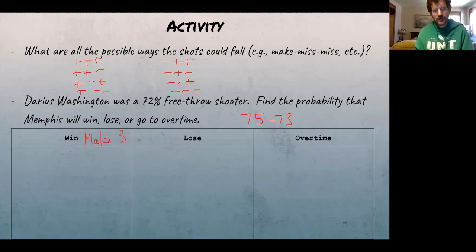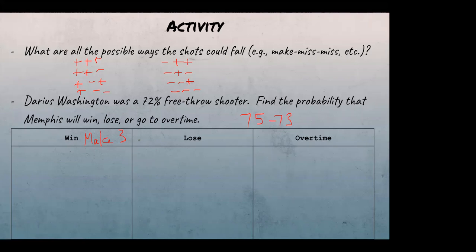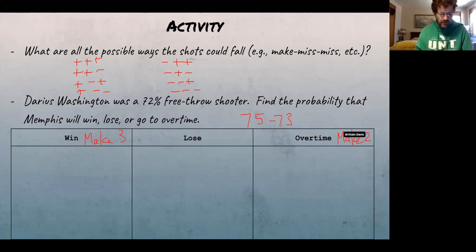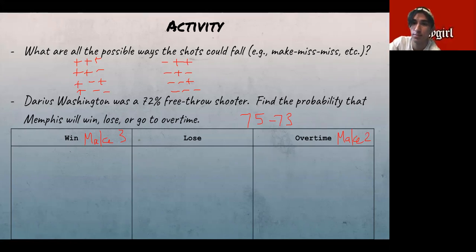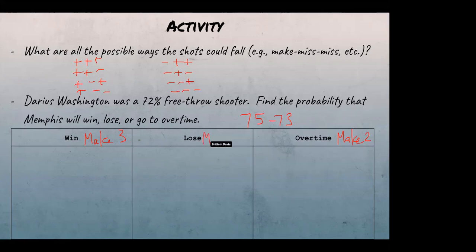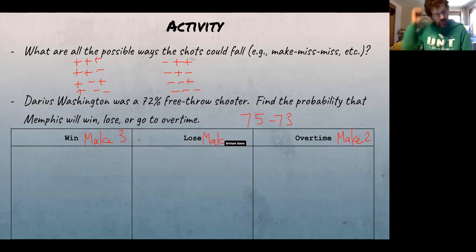I'm going to jump over to overtime. What's required for overtime? Make 2. There we are. Which means losing is making 1 or 0. So making 0 or 1 right there.